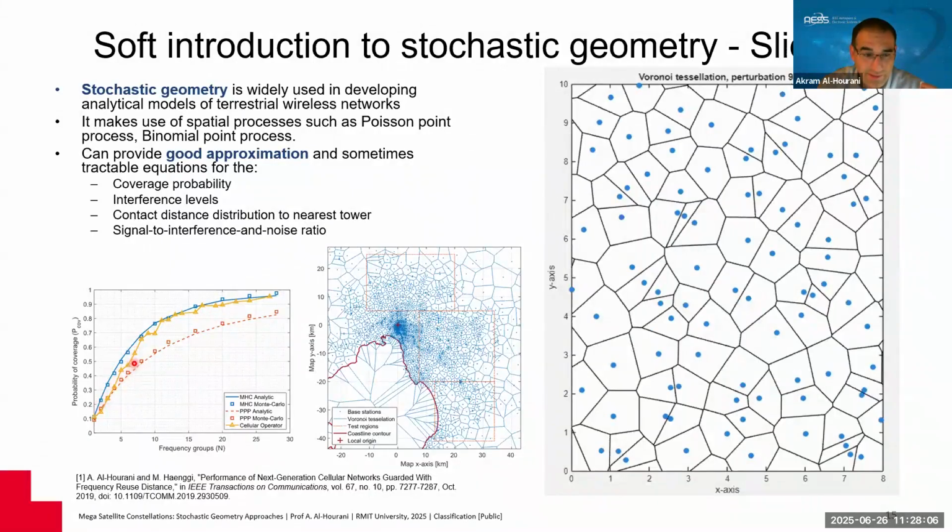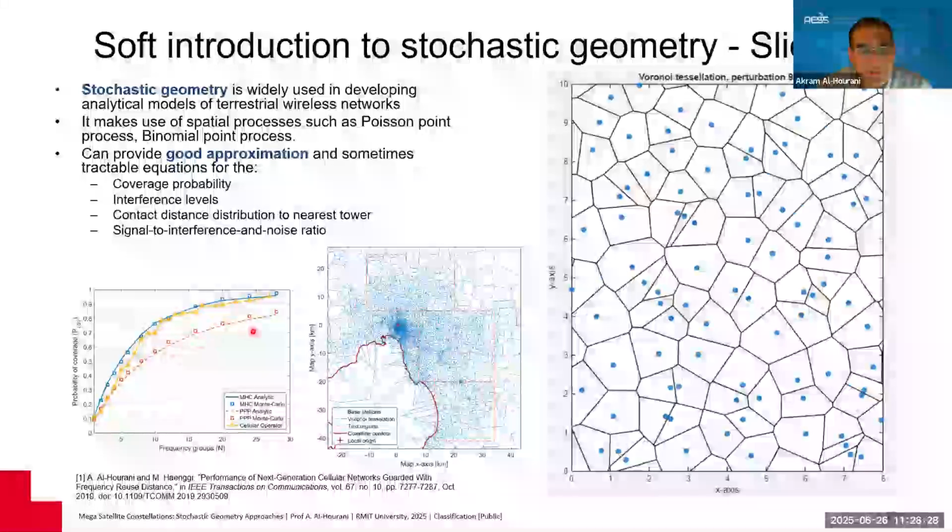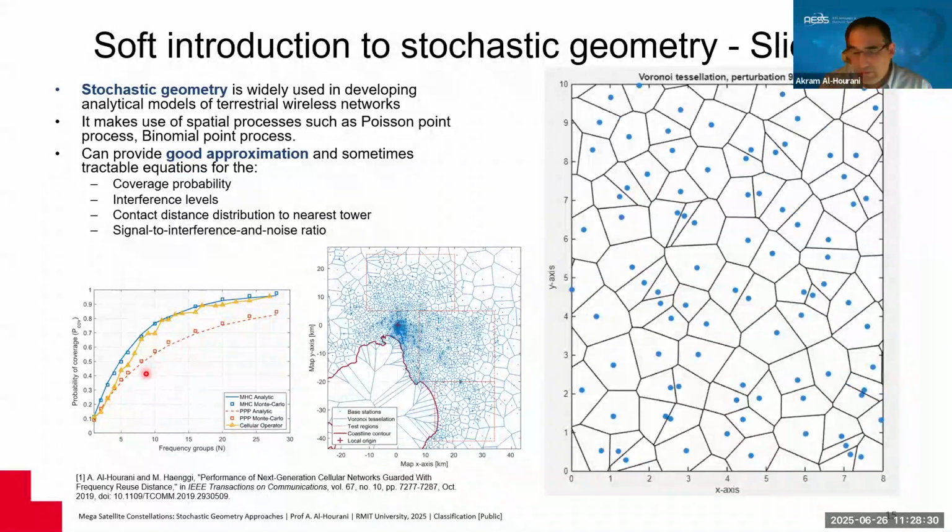So you can see the blue line basically is one network or one model called the Matérn hard-core process, and you can see how it matches at some point with what you expect from a cellular coverage. The x-axis is the number of frequency groups, or you can call them frequency subchannels, and the y-axis is the probability of coverage. Now, if you just sprinkle the channels randomly, it's called the Poisson point process, and it provides the lower bound estimation of the coverage.